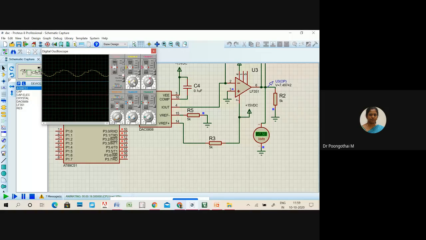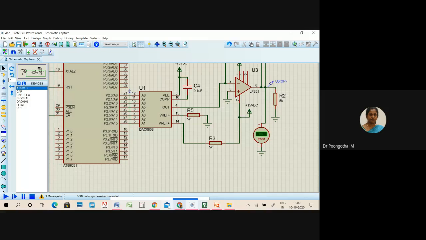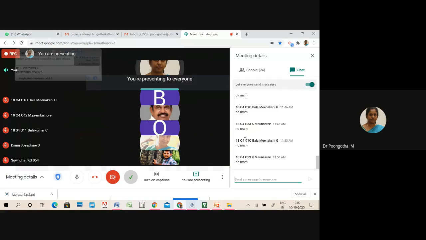So the output voltage can vary from 0 to 13.5, around 13.5. So this voltage depends on this power supply. Okay. For sine wave generation, you make this power supply plus 15 volt, not 5 volt. Okay. So that's all about your waveform generation. Any doubts regarding your sine wave and staircase wave?